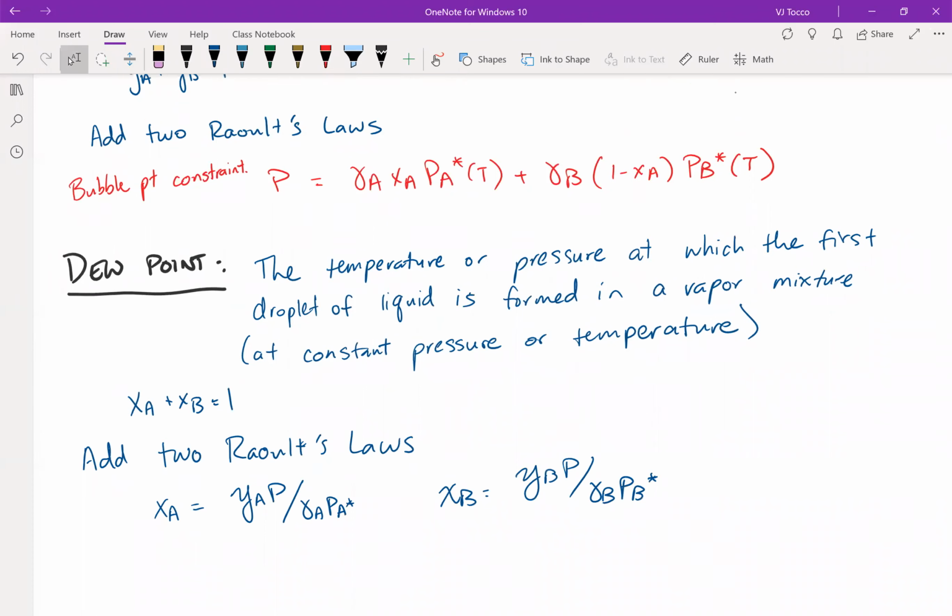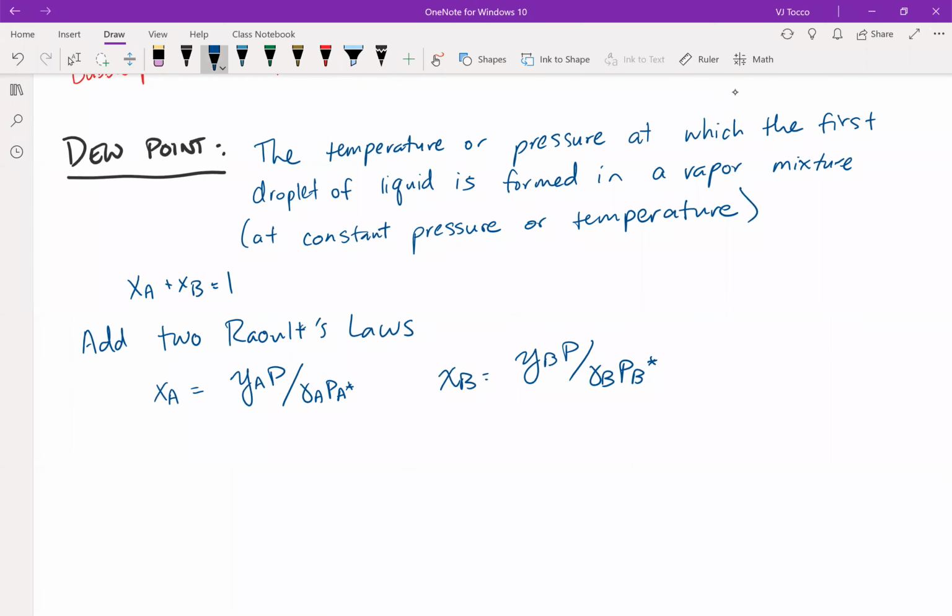So now if I add these two together, my left-hand side is xa plus xb, and I just said that is equal to 1. So 1 is equal to ya times P over gamma a pa star plus 1 minus ya, which is again yb, times P over gamma b pb star. And this is my dew point constraint.